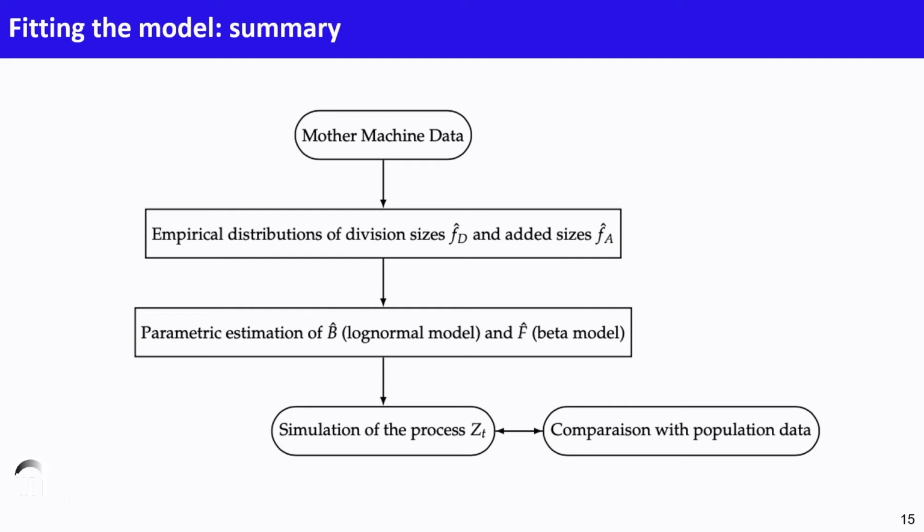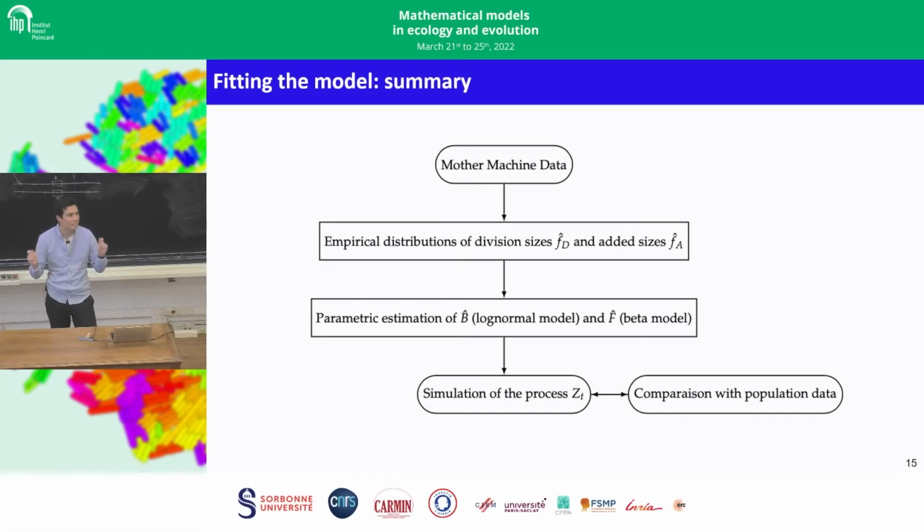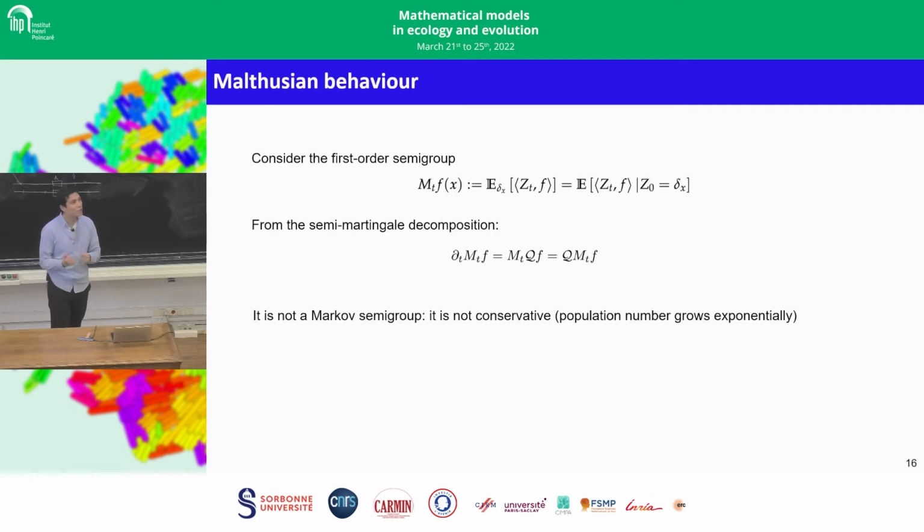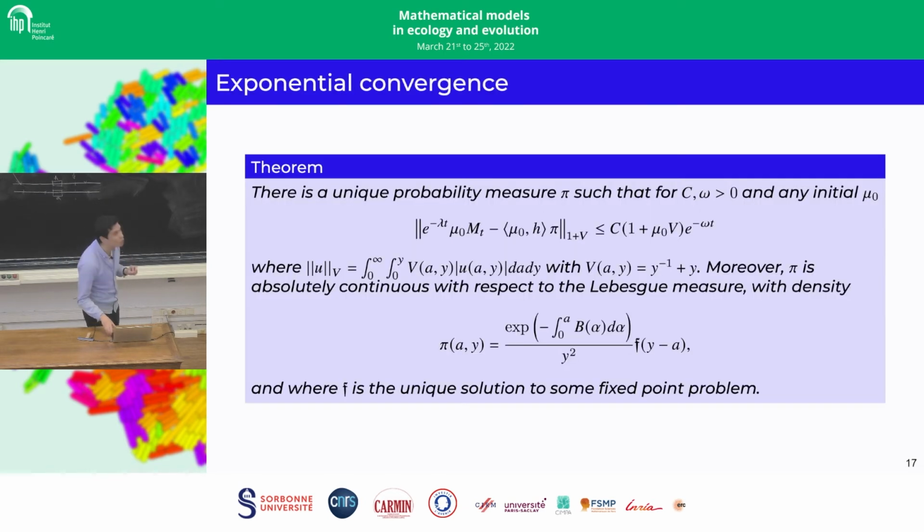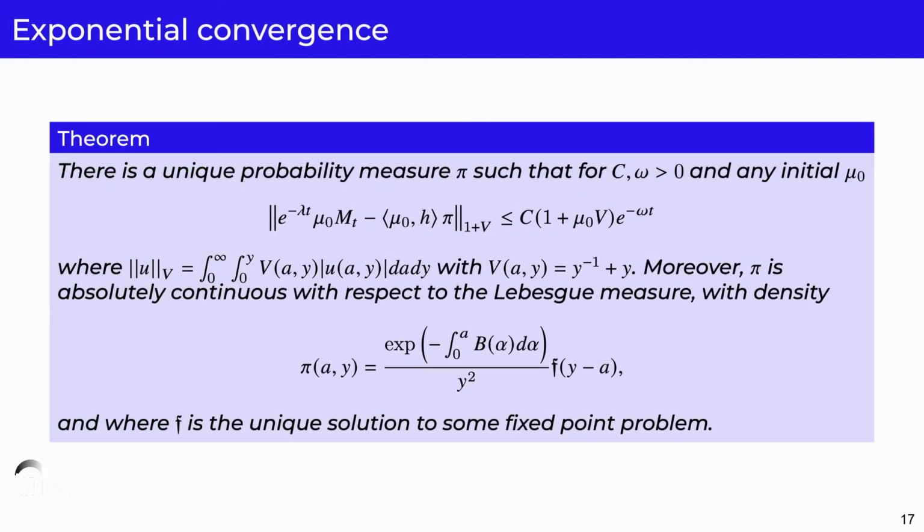Because we know that what we observe in the population is the steady state, or we hope that it's the steady state. So what happens when we try to observe the steady state of a stochastic process? We look at the expectation of the stochastic process, given by the first order semigroup M of t, which, if you come back to the semimartingale, is associated to the generator Q, which consisted of the growth and the jumps at division. The thing is, it's not a Markovian semigroup because the population grows exponentially. So there are some steps to do before we can conclude that we have a unique stationary measure, and that we converge to it at exponential speed.